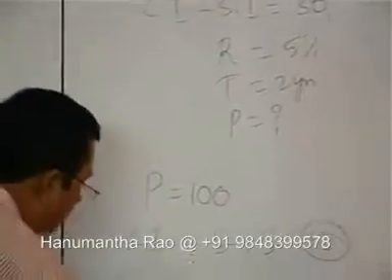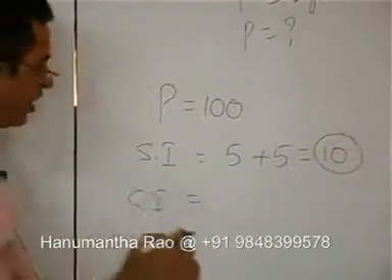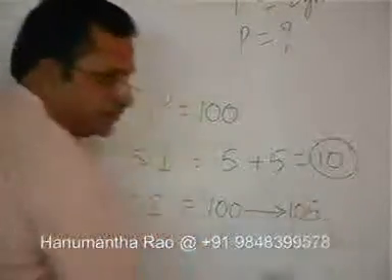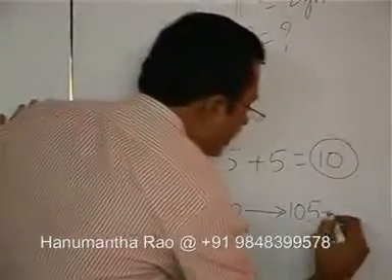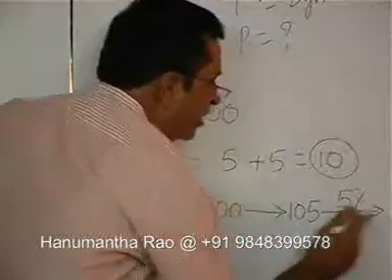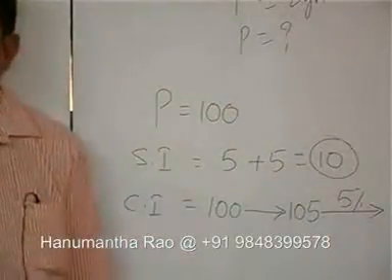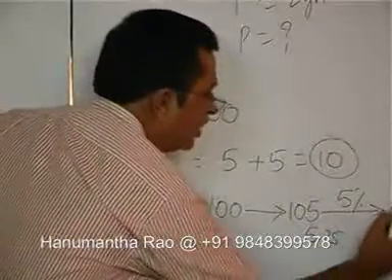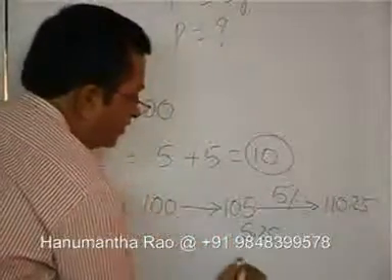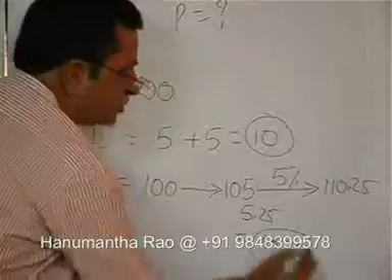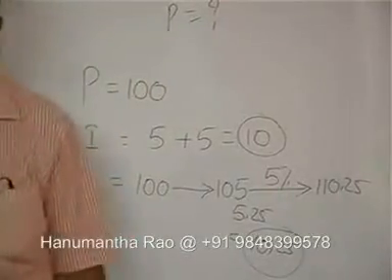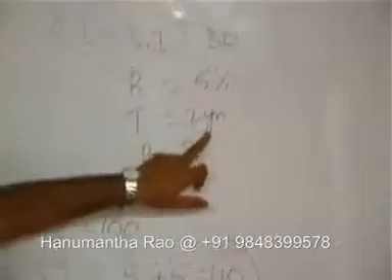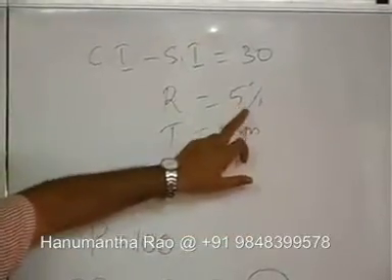What is the compound interest? Principal is 100 rupees. First year ending it will become 105. Second year ending 5% will be calculated on 105, is it not? 5% of 105 is 5.25, that is 110.25. Compound interest is how much? 10.25. I have calculated according to the problem only for 2 years, according to the rate of interest given in the problem.